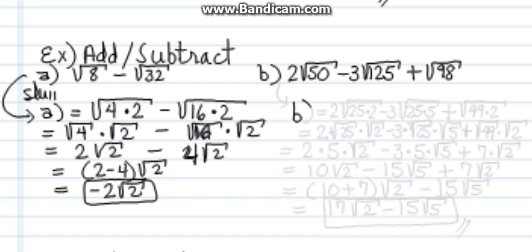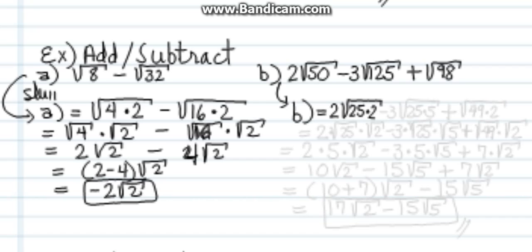Now, part B. Part B is 2 times the square root of 50 minus 3 times the square root of 125 plus the square root of 98. Doesn't look like we have any like radicals here, but we're going to simplify and see if we can get some like radicals. First of all, that 50 under the square root symbol, we're going to factor as the perfect square 25 times 2. So it's 2 times the square root of, and under the radical sign here, we write 25 times 2. So we replace the 50 under the radical sign with 25 times 2.